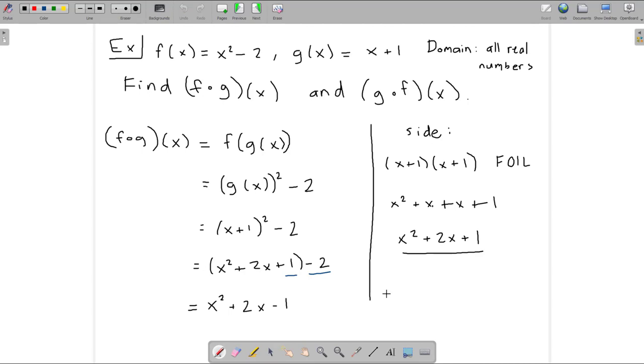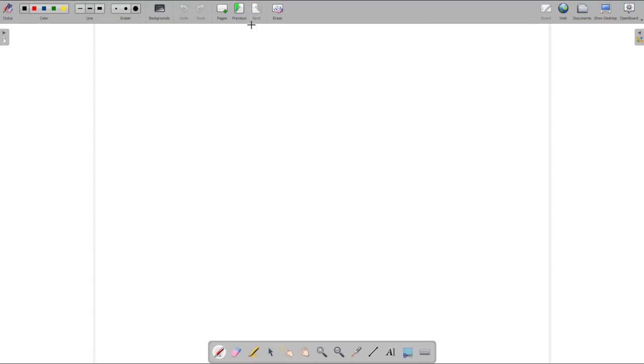So now why don't we try to find g of f of x? So g of f of x equals g evaluated at f of x.